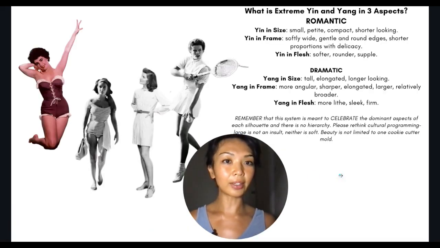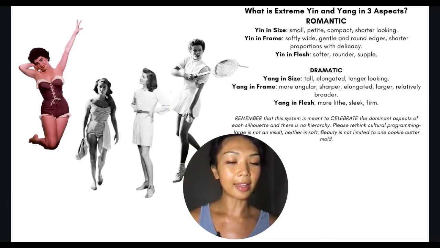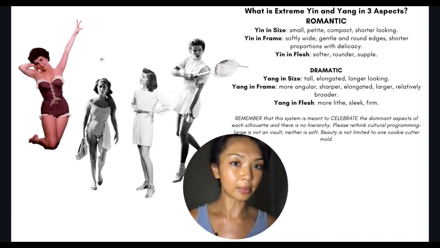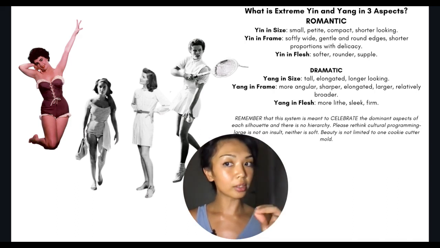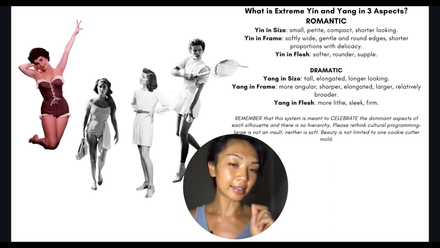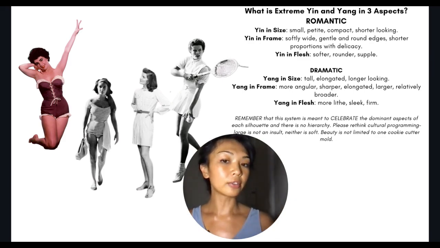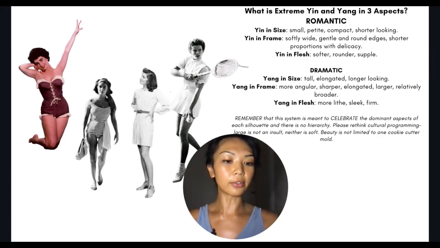Now, briefly, before we go into the moderation of yin and yang, let's go over extreme yin and extreme yang. For our romantic or extreme yin example, we have Liz Taylor, who is yin in size. She looks very small, petite, compact, short-looking. She is yin in frame. Her bones are softly wide, with a lot of sloping, gentle edges, roundness, shorter proportions, and delicacy. She's also yin in flesh. Her flesh is very supple, soft, rounded. It dominates her frame.